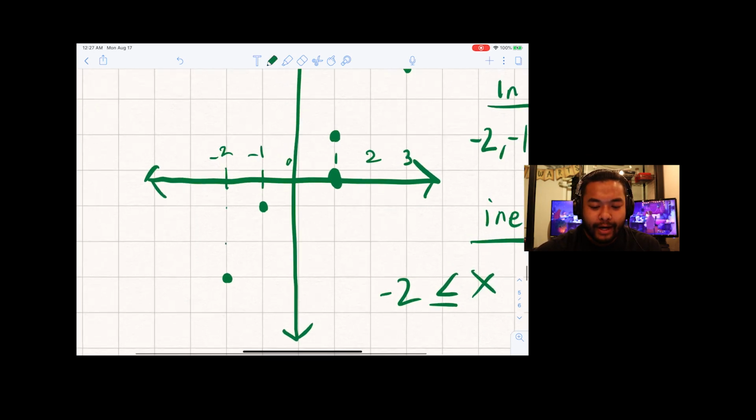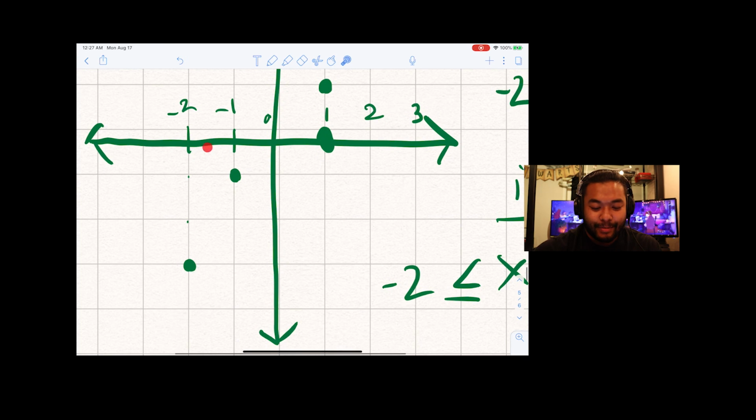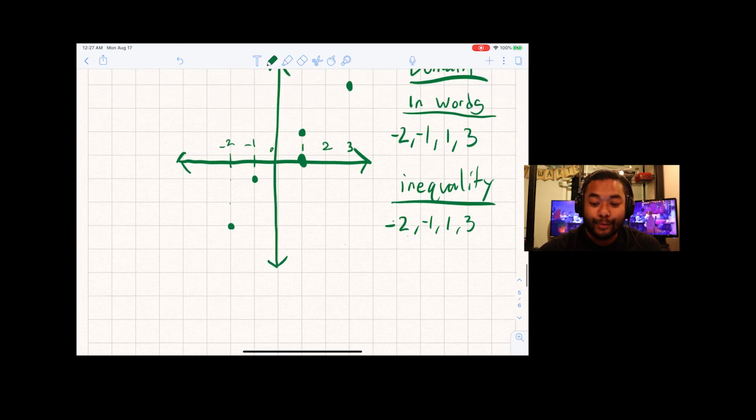Because if x is greater than -2, we're also saying that it's true here, it's true here, and here, and here, and here, and here. Which we can't say, because there's space here. There is no point there. So we can't say that. So, rather than adding any inequalities at all, we just say it's the same thing as in words. This is the inequality notation of the domain.